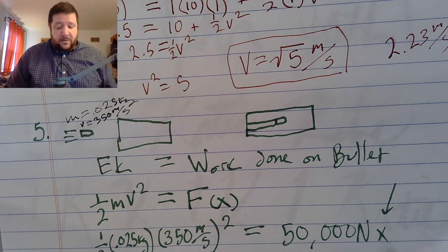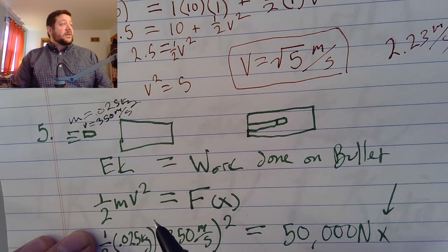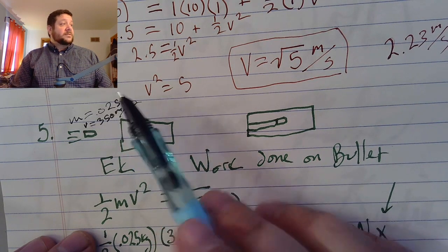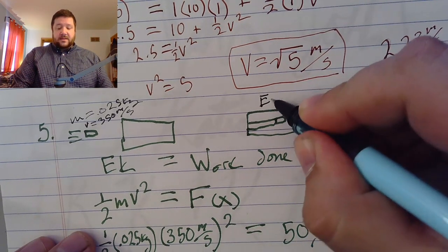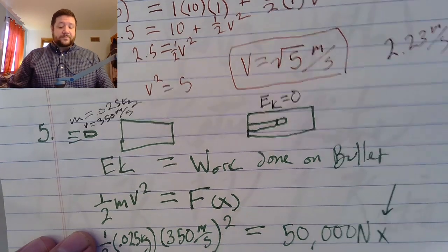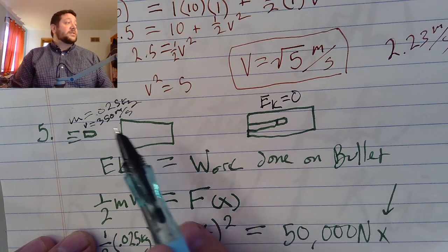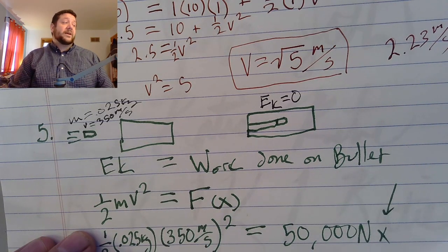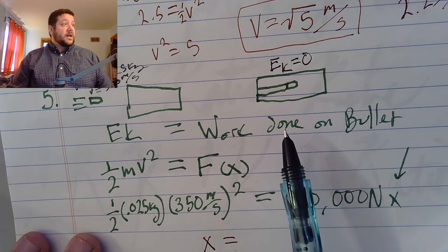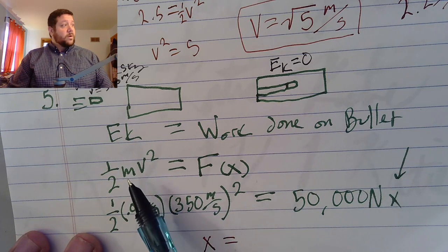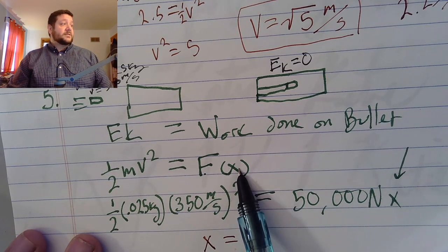Now, what does that mean? Well, if we look here, we have some amount of kinetic energy. It's moving fast and it has a mass. Over here, Ek is 0. That means the work done is equal to how much kinetic energy we had to begin with. So kinetic energy is equal to the work done on the bullet. So 1/2 mv squared is equal to the force times the distance.